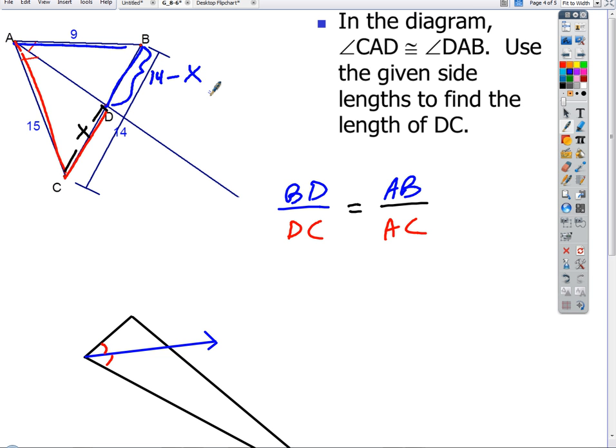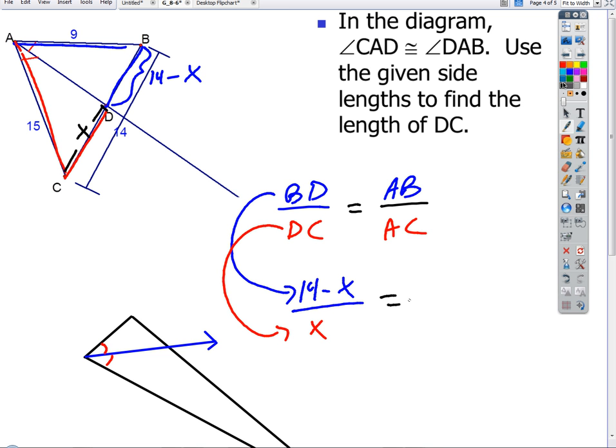Now that looks a little strange because I've got x's in there for two of my segments, but that's okay. The important thing is I've only got one variable. Only the variable x is going to be involved in my proportion. As long as there's only one variable, I can always solve an equation for a single variable. Sometimes the equations get harder to solve, but I can always solve a single equation for one variable. So now when I plug my stuff in, BD becomes 14 minus x. On the bottom, I've got x. So BC is becoming x.